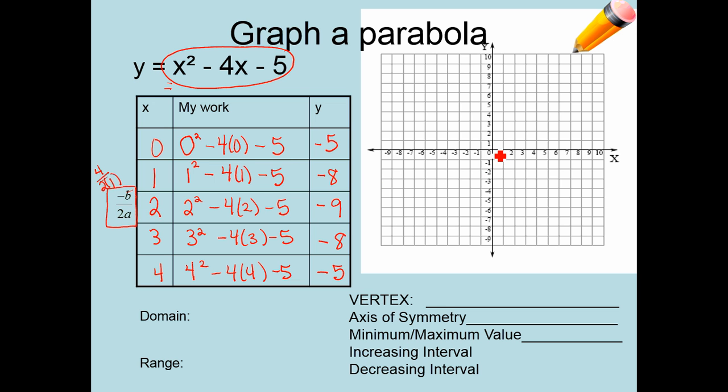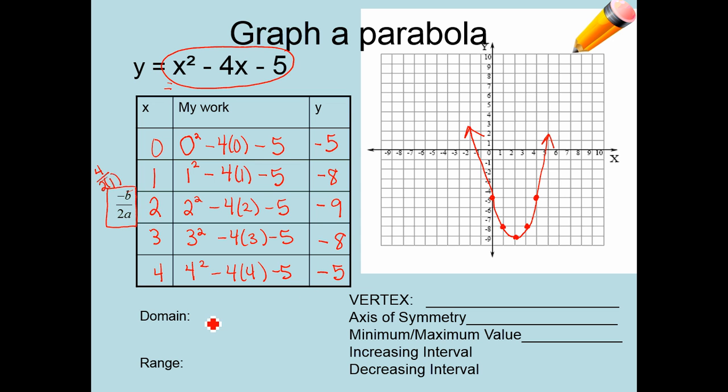So let's plot this. 0, negative 5 is one point on my parabola. 1, negative 8 is another point. 2, negative 9 is another point. And then 3, negative 8, and then 4, negative 5. Now notice the sides of the parabola don't have a constant slope. It's not up 1 over 1, up 1 over 1, up 1 over 1 like a V shape was. That's because the sides of this parabola are actually curves, making it a U shape and not a V. Okay, there's a sketch of my parabola.